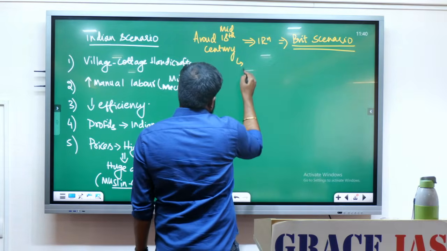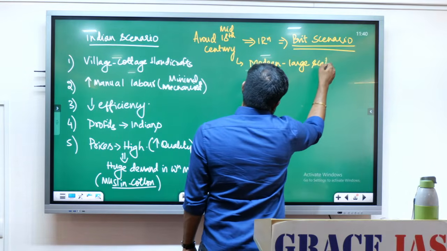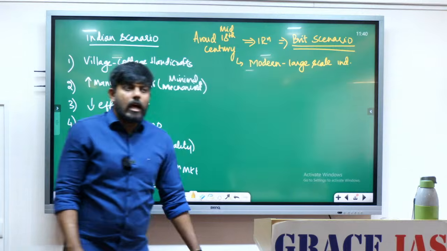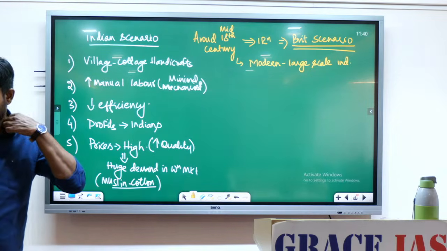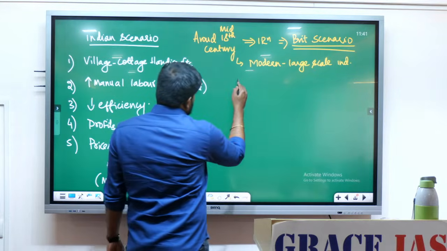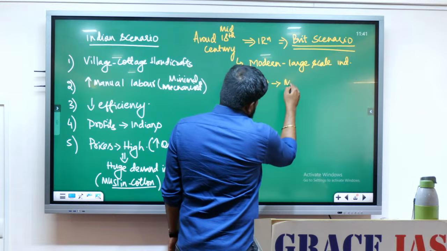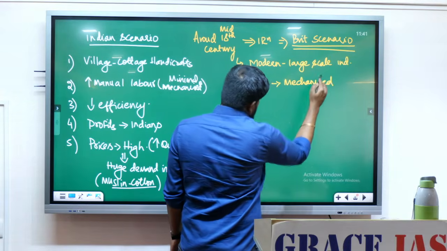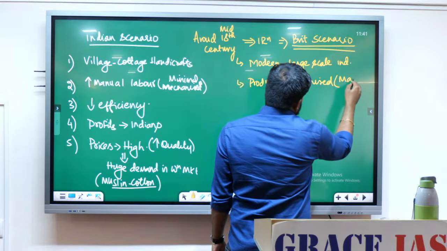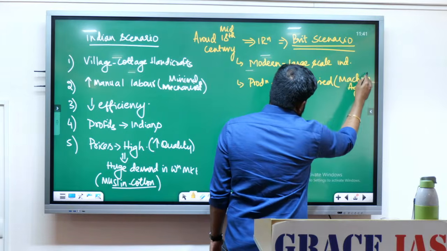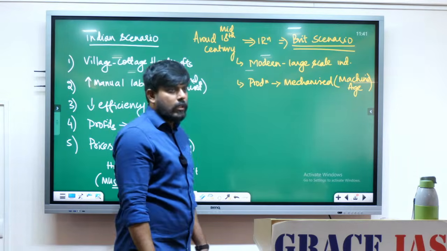See, in England there was the rise of modern large scale industries. Modern large scale industries means not small setups, but very huge setups, okay, with heavy investment. And production here was mechanized. Production was mechanized means there were machines. It was machine dependent. It was the beginning of the machine age. Okay. So instead of depending on human labor, they started depending on the machines.